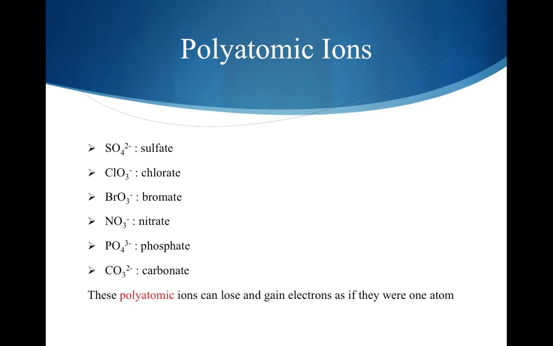But it's really easy if you categorize it, right? So chlorate, bromate, nitrate, that's -1. Sulfate, carbonate, -2. Phosphate, -3. So it goes 3, 2, 1. There are 3 -1s, 2 -2s, and 1 -3. So if you categorize it, you can memorize them really quickly.